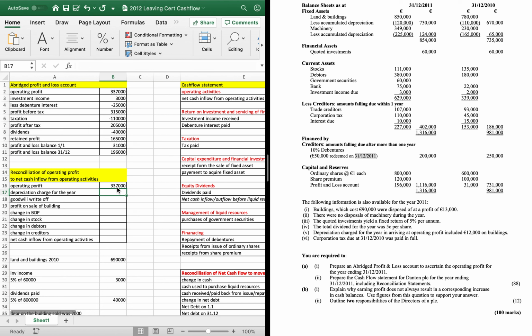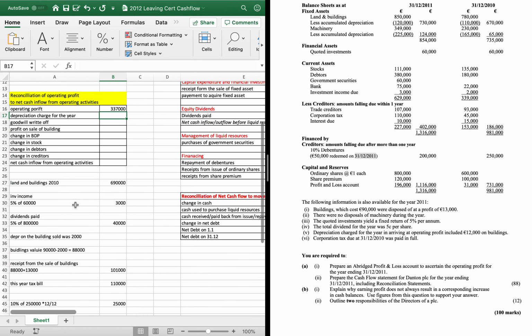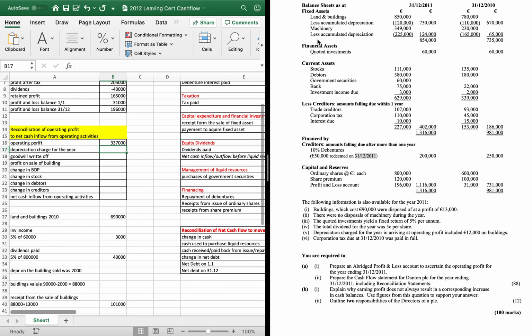Okay. Now, your depreciation charge for the year. Two numbers. It's the depreciation on the buildings and the depreciation on the machinery. Now we know the depreciation on the buildings is 12,000. So if you wanted, you would have changed that 110 down to 108. 108 up to 120 is the 12,000. It's just that number there. So that's that, 12,000.